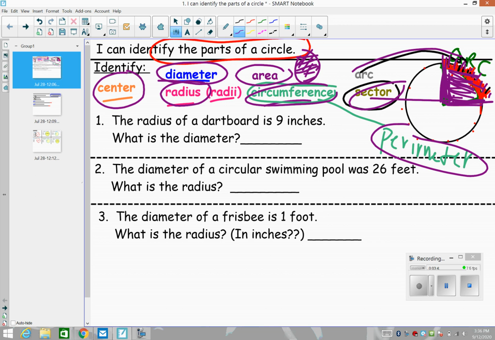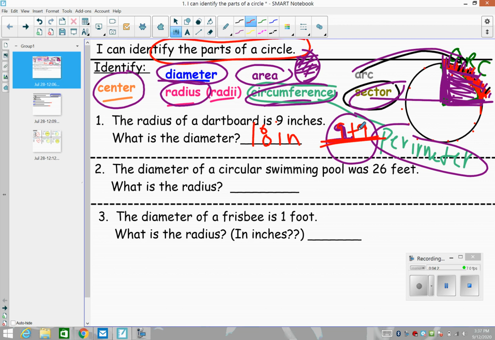The radius of a dartboard is 9 inches. So if we draw a picture of what we have going on here, the radius of the dartboard is 9 inches. That's the radius. So what is the diameter? What if we went all the way across instead? If this is 9, what's the distance all the way across? 9 times 2, or 9 plus 9, would be 18. So it's really a 9 plus a 9, radius plus radius. Two radii equal a diameter.